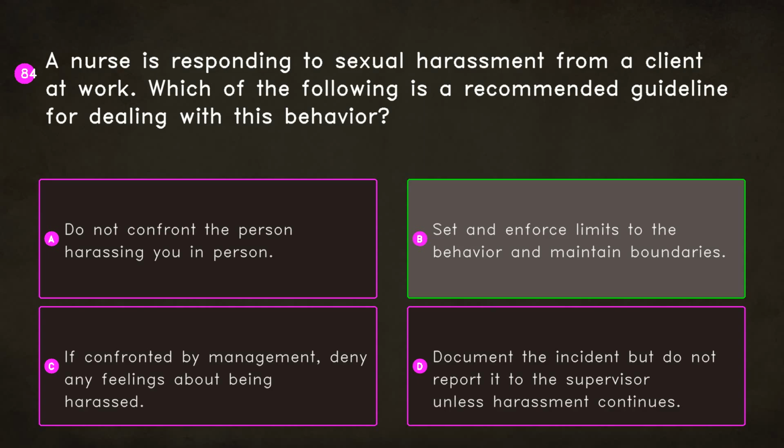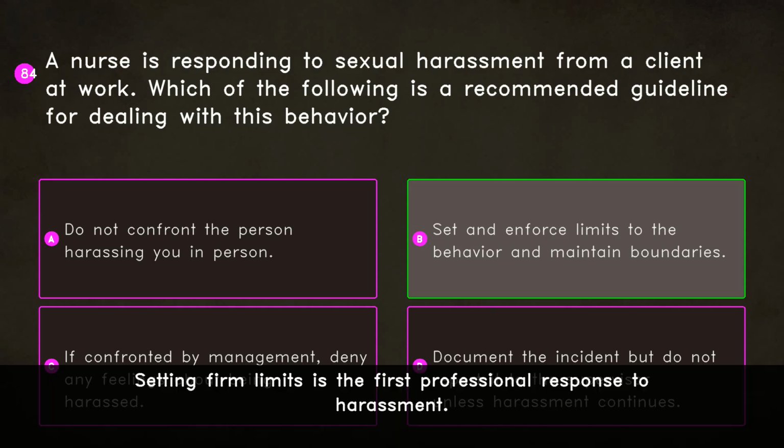The correct answer is set and enforce limits to the behavior and maintain boundaries. Setting firm limits is the first professional response to harassment.